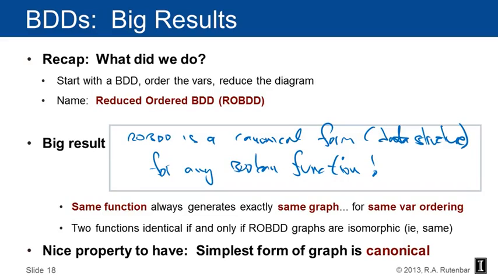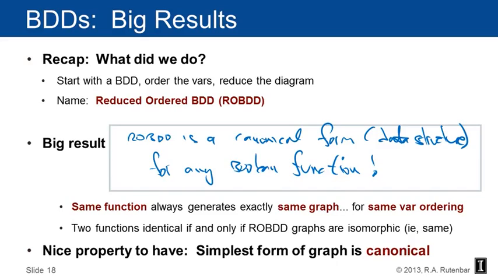The same function always generates exactly the same graph, exactly the same nodes with exactly the same edges, with exactly the same children, if you give me the same variable ordering. Two Boolean functions are identical if and only if their reduced ordered BDD graphs are isomorphic, which is a fancy way of saying they are the same. Now, you might think, wow, how hard is that to check? And the answer is going to be, amazingly, trivial.